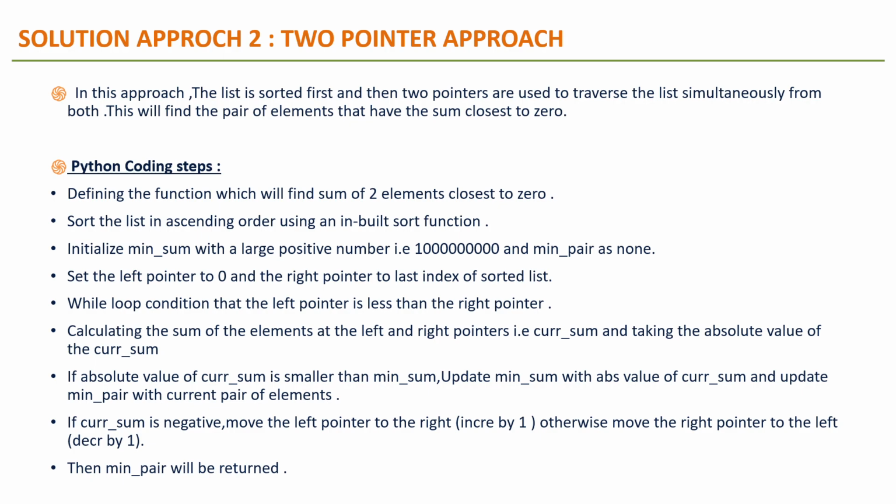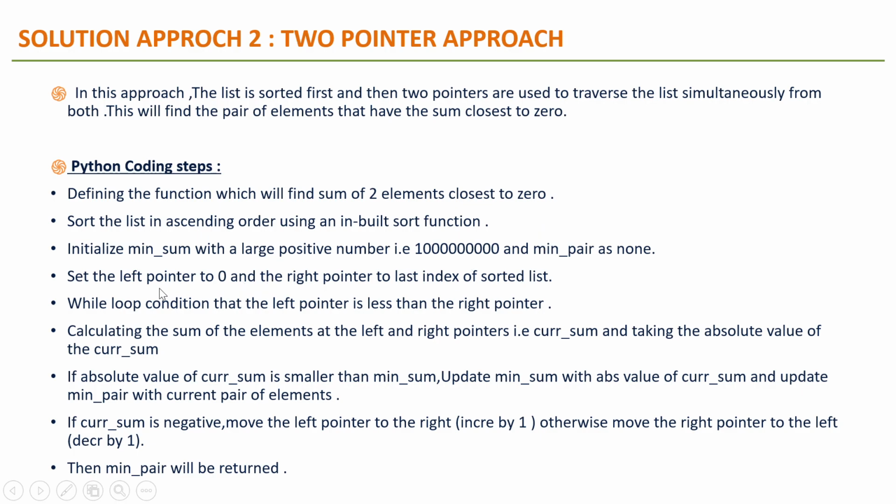Now the two-pointer approach. In this approach, we have considered two pointers to traverse the list simultaneously from both ends. In that, we have defined a function to find the minimum pair. Then we have done a sorting. Why the sorting? Because in a two-pointer approach, sorting the list is very important. Then initially we have set the minimum sum to the largest value, that is 10 to the power of 9 as the hint was given, and the minimum pair to None.